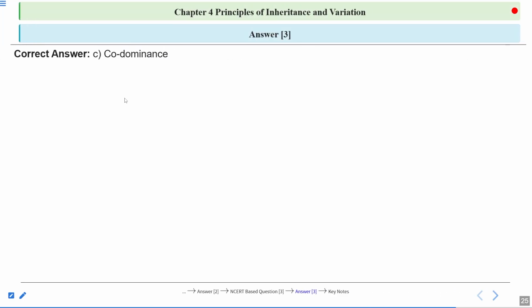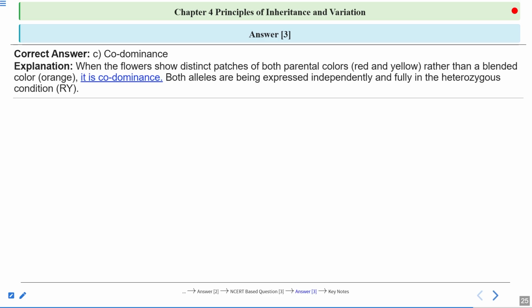So the answer is codominance. What is the explanation here? When the flowers show distinct patches of both parental colors, red and yellow, rather than a blended color, which can be orange. If it were orange, then it would be an example of incomplete dominance. But here, both red and yellow color patches were observed in the flower. So this is an example of codominance because both alleles are being expressed independently and fully in the heterozygous condition.